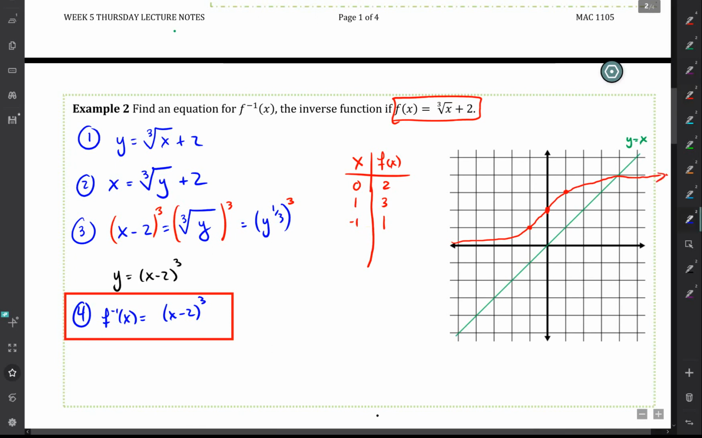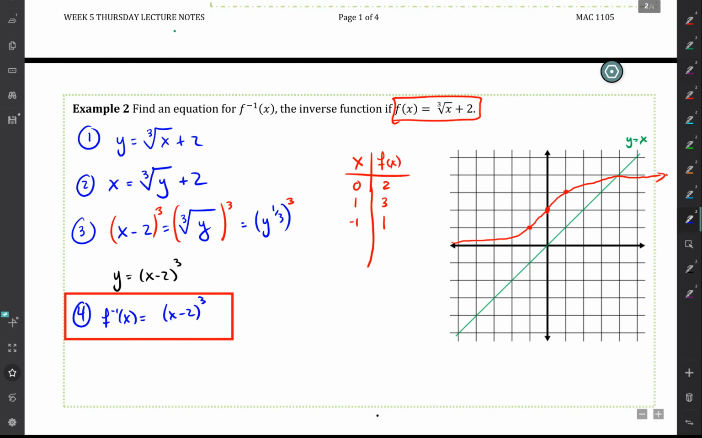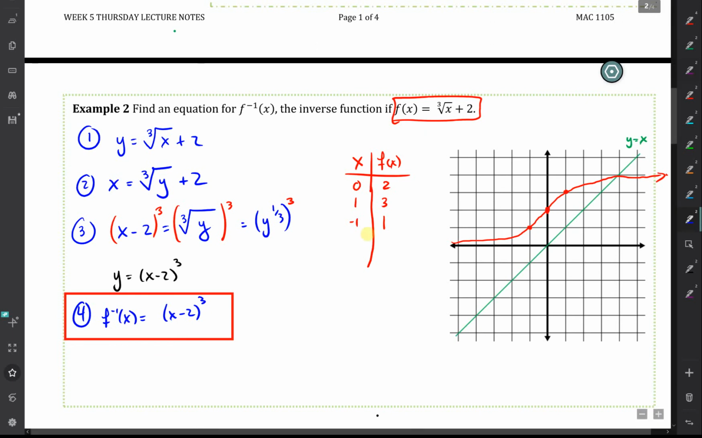And then f inverse of x is going to be x minus 2 cubed. So again, x cubed looks something like this. But now I'm supposed to shift it to the right 2 units. So actually, I'm going to have points here, here, and here. So this is the graph of y equals x minus 2 cubed.